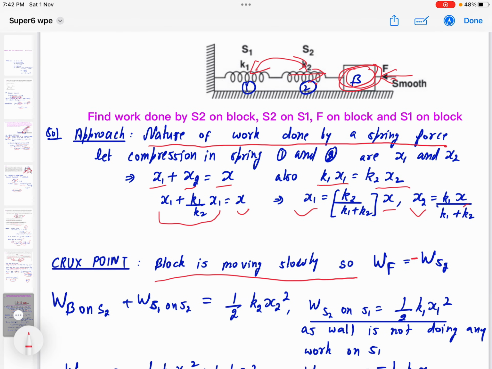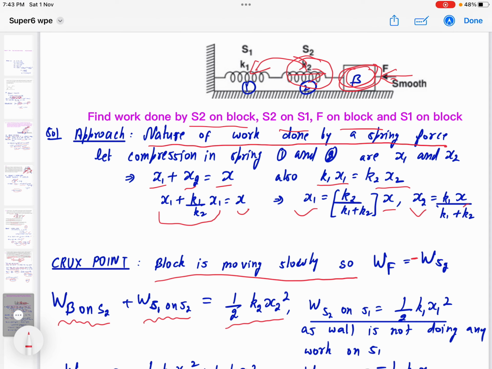Okay. So now what am I writing? Work done by B on S2 plus S1 on S2. Now if you are considering S2 as a system, what I am taking now is S2 only as a system. Now S2 is a massless thing, but it can store energy. So net work done on S2 is equal to increase in potential energy of S2. Work done by B on S2 plus work done by S1 on S2 is equal to half K2 x2 square.